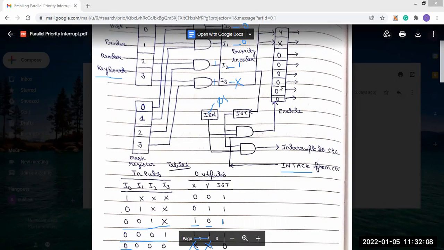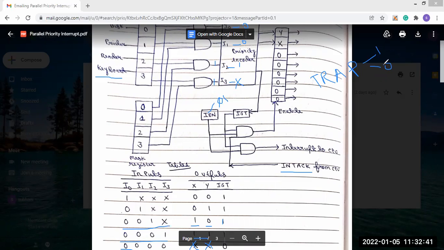And we have many interrupt signals like this. One is TRAP. This is a signal we have, and this TRAP value will be 1 or 0. And we also have RST signals, like RST 7.5, RST 5.5.